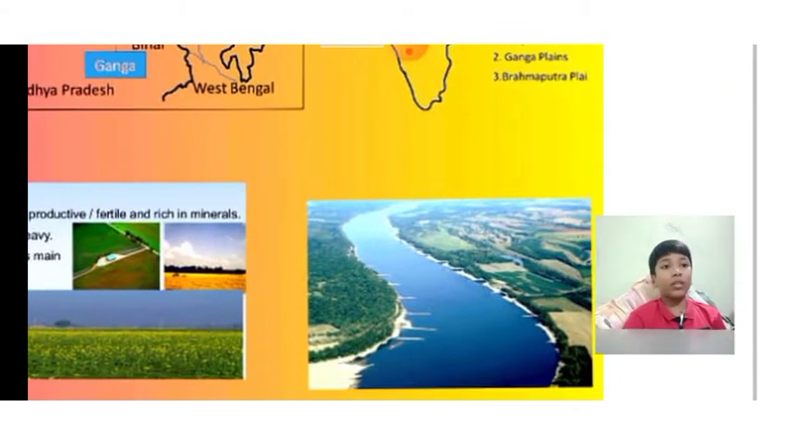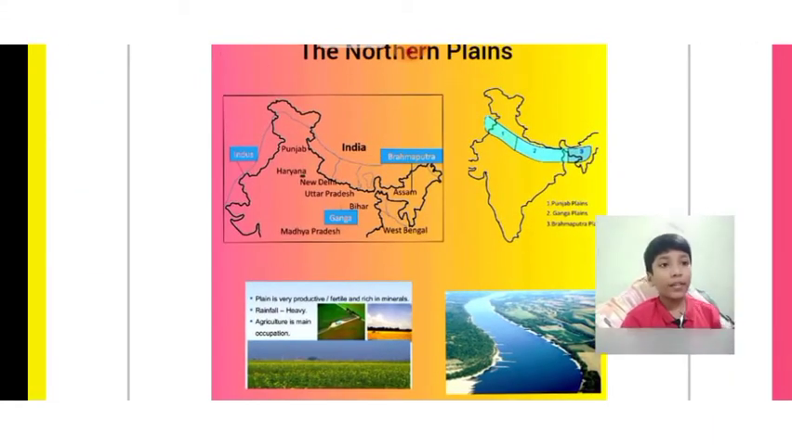Now we will see about the basin. What is meant by basin? Basin is nothing but an area watered by a river and its tributaries is called a basin. There are three river basins. They are Ganga Basin, Sutlej Basin and Brahmaputra Basin.